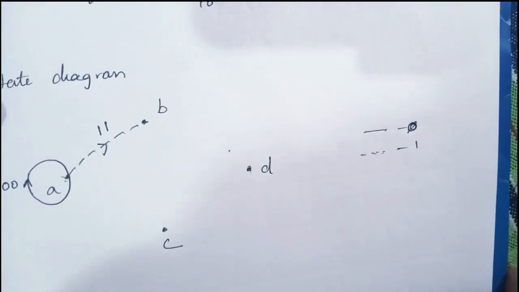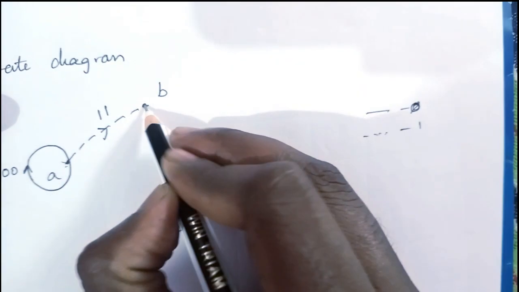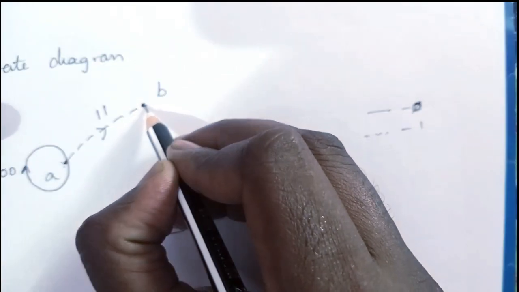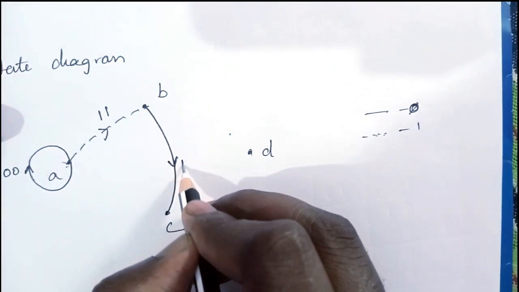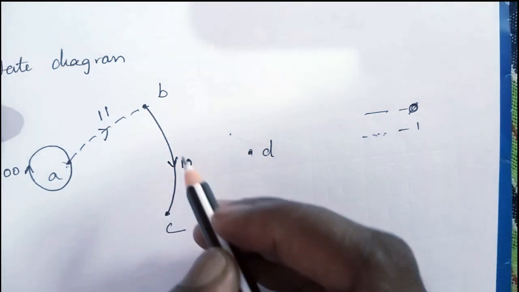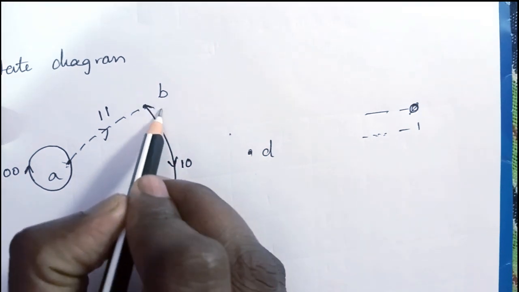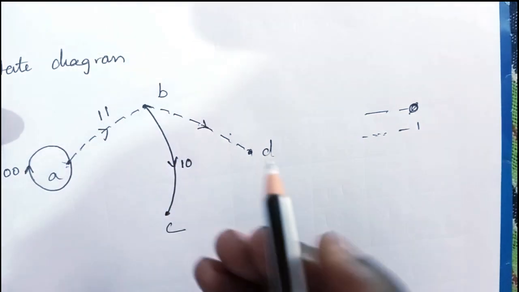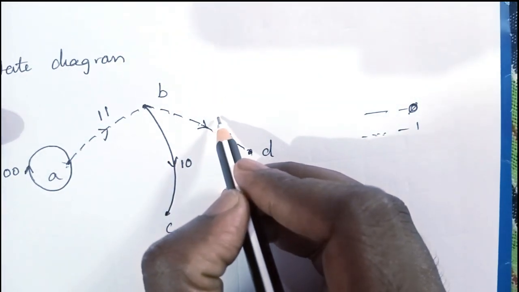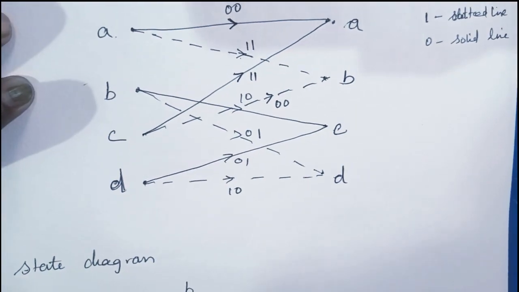Okay, so from B, if the input is 0, it goes to C. The output is going to be 1 0. If the input is 1, it's going to D. 1 means it's going to be a dotted line. So here the output is going to be 0 1. This comes from the state table. Okay, we are finished with B. So let's compare C and D.